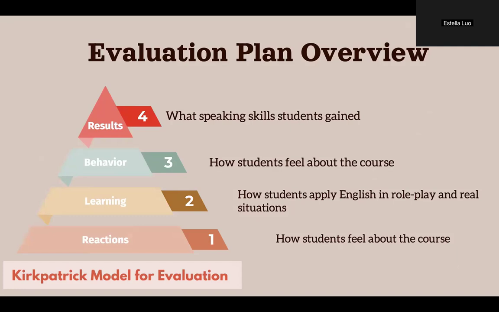Learning is about what students can learn from our course. We will give them a checklist and speaking test to show if they really have learned some knowledge from our lessons. And the next step, step three, is behavior. Behavior is how students can apply these skills, like in role play and real interactions. And finally, the results. It's the overall impact, to show if our lessons can increase confidence and communication ability for students.